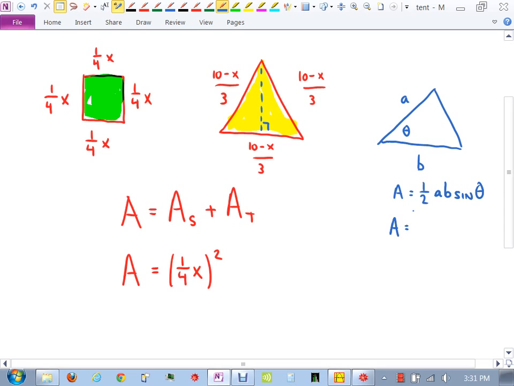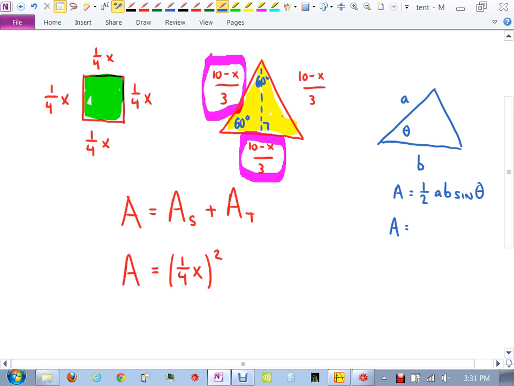For us, do we know two sides of this triangle, the equilateral one? Do we know two sides? Sure. I've got this one, I've got this one. Do we know the angle between them? Because it's equilateral, all the angles are the same. This is 60 degrees in here.